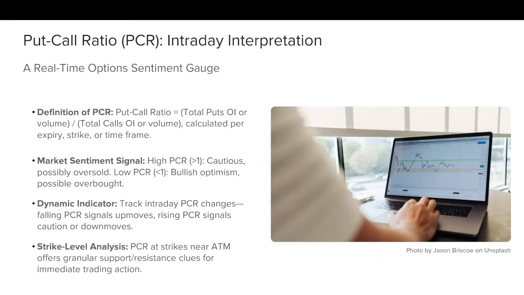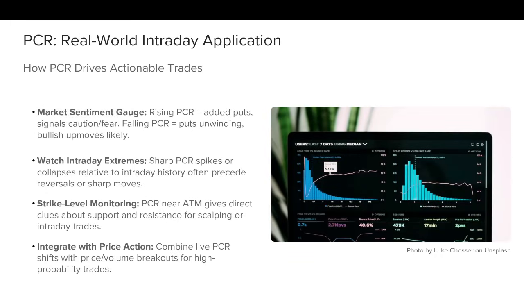Now we come to the last part, which is PCR. PCR everybody knows, it's put call ratio. High PCR, you need to be cautious, low PCR is bullish. PCR is very dynamic, you can track it intraday. We track PCR at ATM and nearby strikes and not the PCR of the whole chain. As a market sentiment gauge, rising PCR means people are adding puts, which signals caution and fear. Falling PCR is put unwinding.